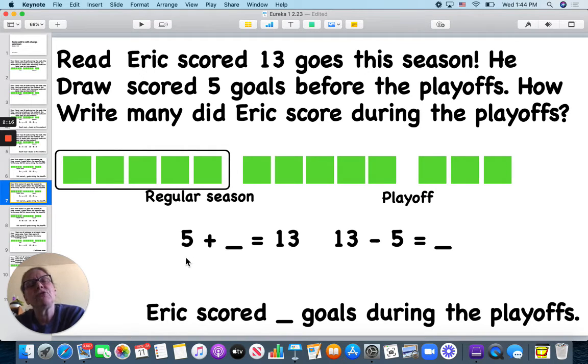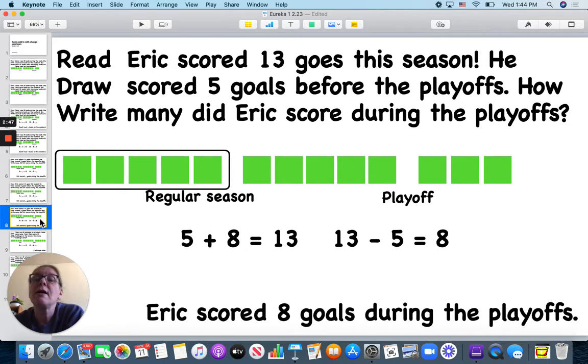So now I have to write my problem. 5 plus some number equals 13. Or if you prefer, 13 minus 5 equals that same number. My sentence is Eric scored some number of goals during the playoffs. Let's find out that answer is 1, 2, 3, 4, 5, 6, 7, 8. 5 plus 8 equals 13, or 13 minus 5 equals 8.